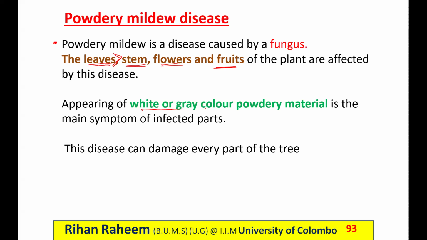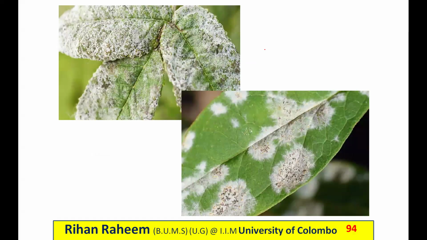Appearance of white or gray colored powdery material is the main symptom of the infected parts. This disease can damage every part of the plant, mainly the leaves. So leaf can get affected, stem can get affected, flowers can get affected, fruits can get affected. Here from this picture you are able to see the powdery mildew disease. You would have seen this. When we spray some soap water, sometimes they die. Or else there is a copper sulfate solution, a blue colored liquid. When you spray that, all this fungus will start to die and go off.